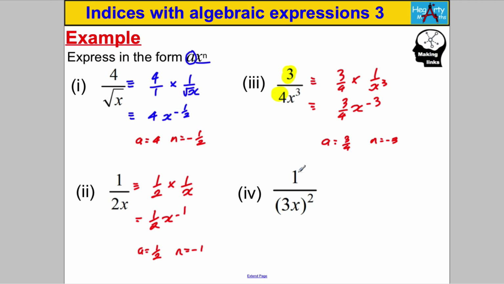And the last one, 1 over 3x all squared. Well, let's work out the denominator. There's something to work out there. 3x squared is 3x times 3x, which is 9x squared. I could think of that as 1/9 multiplied by 1 over x squared. So I could write that as 1/9 x to the negative 2. So in this case, my a is a 9th and my n is negative 2.